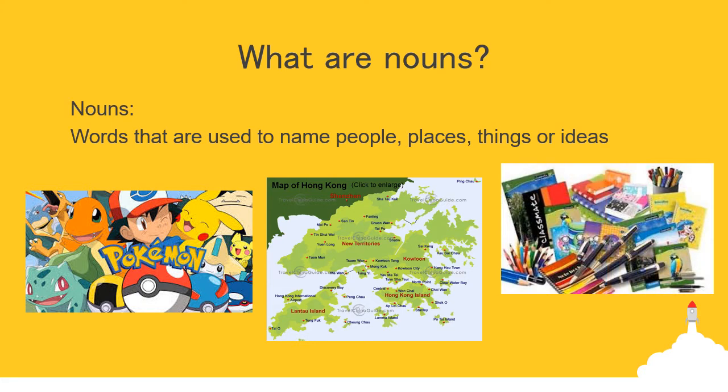When we talk about places in Hong Kong, we may mention Lantau Island, Hong Kong Island, the New Territories. When we talk about our school, we would mention Tuen Mun. These names are nouns of places.